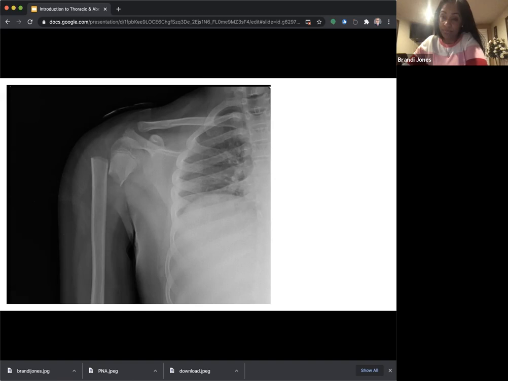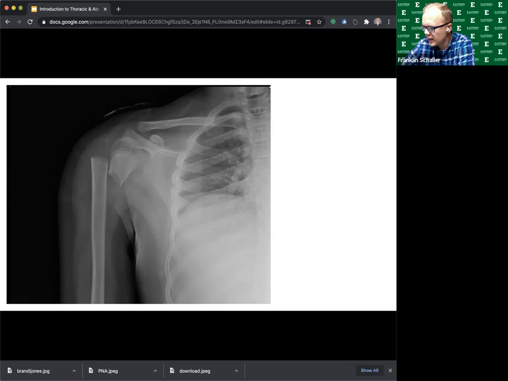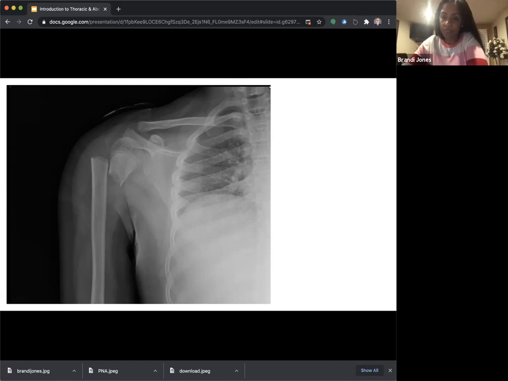Obvious displaced fracture, probably arterial occlusion. Yep. So I'm seeing an obvious proximal humerus fracture, and you are worried about complications of compartment syndrome because the patient is experiencing some of those, if not all of those, five P's of compartment syndrome. So you're sending this patient right into the hospital for immediate intervention. Great job.